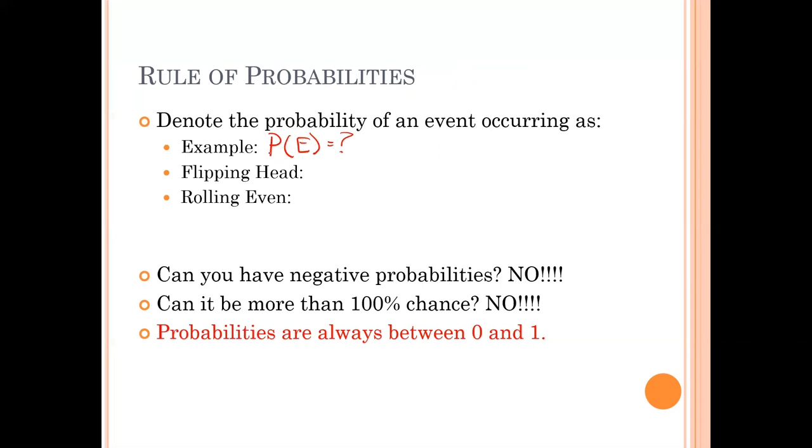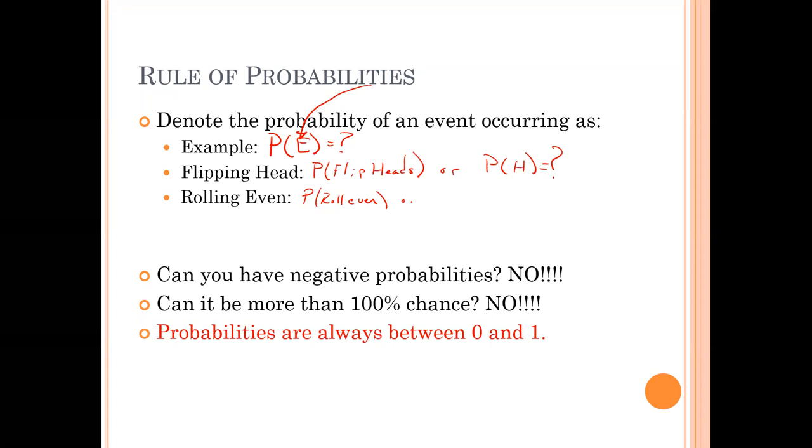For example, if I want to find the probability of flipping heads, there are a couple ways I'm going to write it in this class. I might write probability flip heads, or I might write the probability of H. Both of these would be fine. Inside the parentheses for the event, I'm literally just going to write what I need to know. It doesn't need to be scientific notation or very specific. The probability of flipping heads or the probability of getting an H is the same thing. Or if I want the probability of rolling an even, I could write probability roll even, or the probability of a 2 or a 4 or a 6 on the die. All the same thing. Whenever you see P and then parentheses, it just means find the probability of whatever is inside the parentheses. Does that make sense?